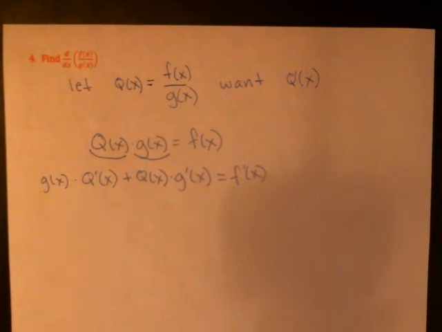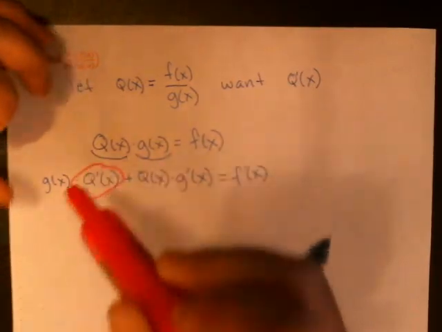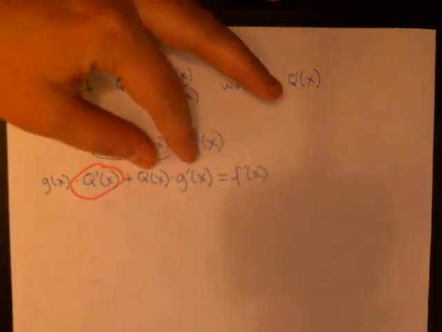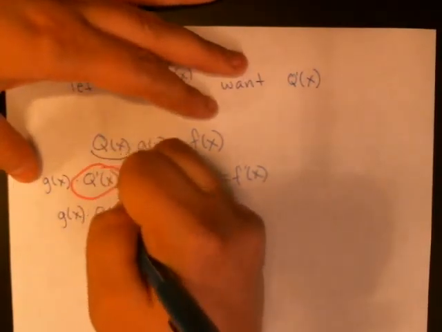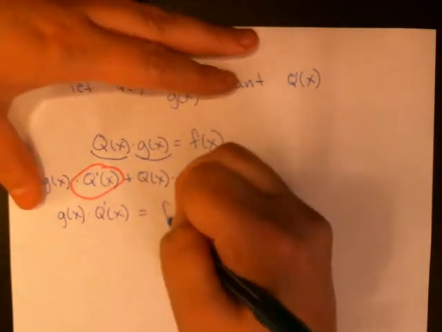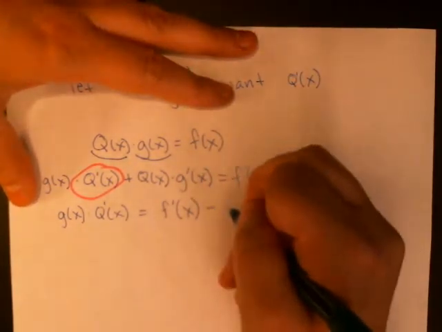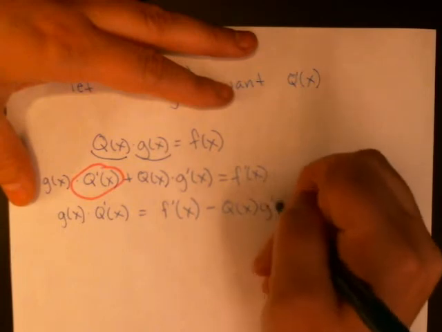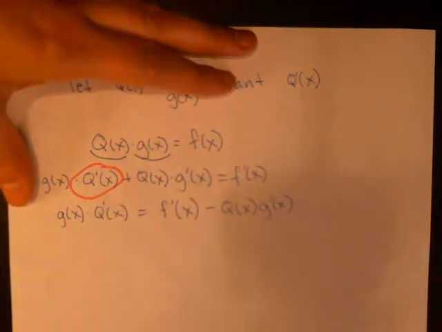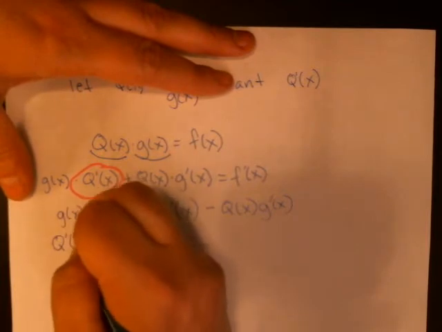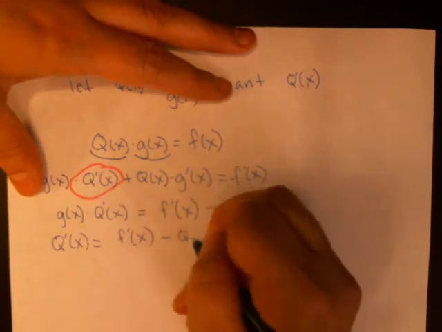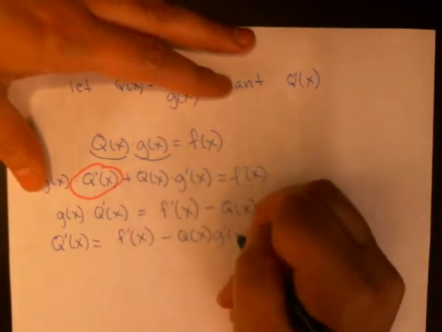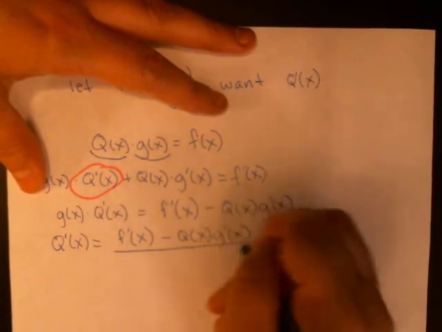Okay, so if we remember, our goal was to get q prime of x, and q prime of x is showing up right here. So we can solve for that. So I'm going to go ahead and subtract q times g prime. So I have g of x times q prime of x is equal to f prime of x minus q of x times g prime of x. And then I'm going to divide by g. So q prime is equal to f prime minus q times g prime, divided by g.